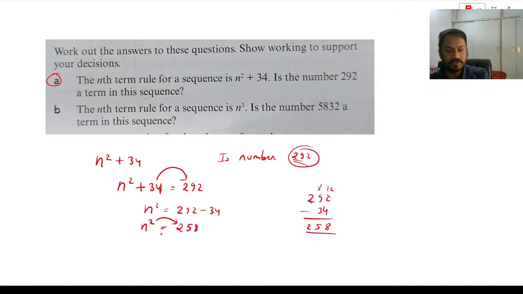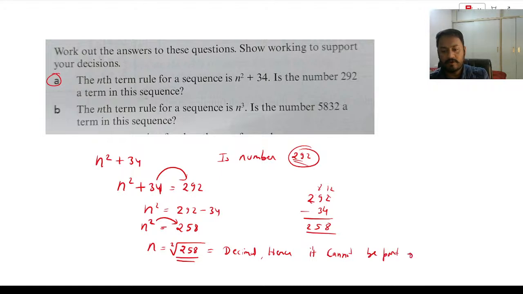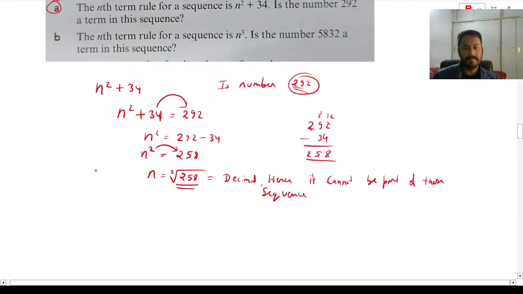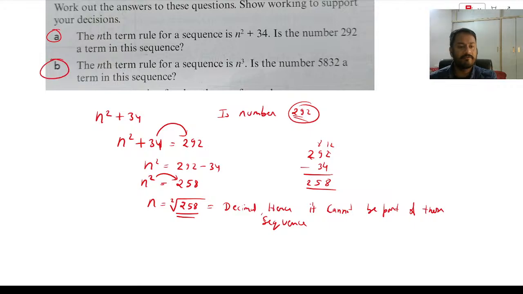So if I shift the square to the other side, n is equal to the square root of 258, right? So the square root of 258 basically is not any squared number. Okay, this is not a squared number. So therefore the value will be in decimal. Hence it cannot be a part of this sequence. So therefore this cannot be a part of this sequence. Clear? Easy.